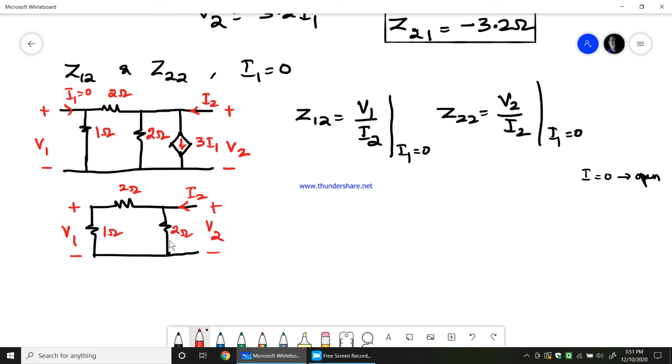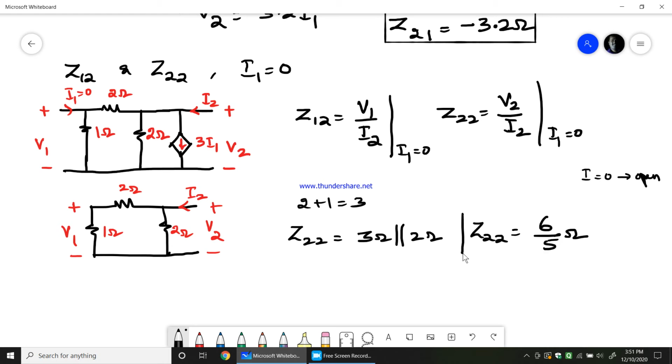Now my job is to find out Z12, which is V1 by I2, and Z22, which is V2 by I2. Now V2 by I2, Z22, is easy to find out. Take out the total equivalent resistance, and that is nothing but the Z22 that we get. So we know that 2 is in series with 1, 2 plus 1 is 3. Therefore Z22 is equal to 3 ohm parallel with the 2 ohm. 3 into 2 is 6, 3 plus 2 is 5, so 6 by 5 ohms is the Z22 that we get.